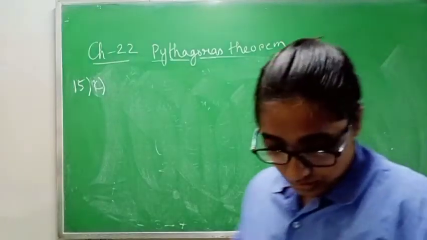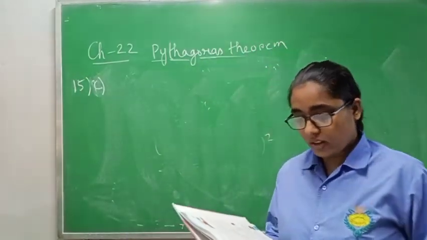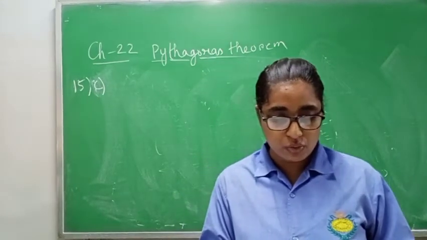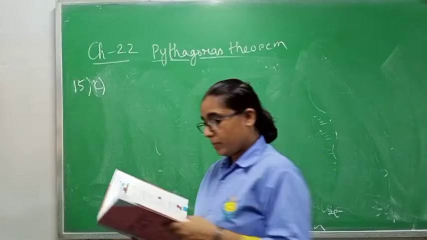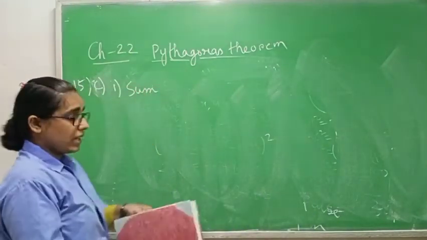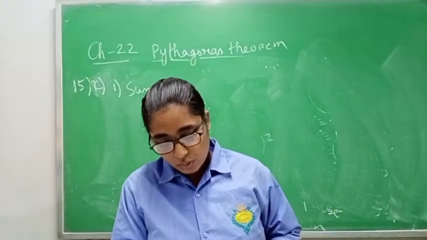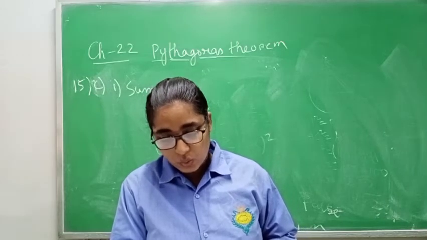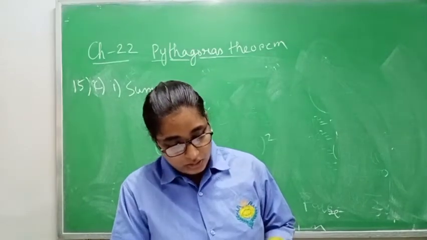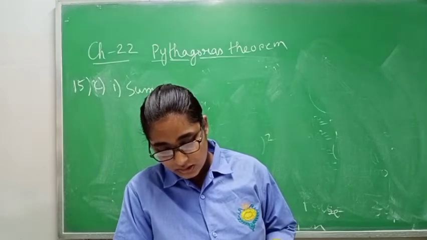Now class 10C. Question number 15 C1. In a right angle triangle, the area of a square drawn on the hypotenuse is equal to the dash of the area of the squares drawn on the other sides. So in this blank you have to write sum. Please read again, you will understand why I am telling you to write sum, because it is written that in a right angle triangle the area of the square drawn on the hypotenuse is equal to the sum of the squares drawn on the other two sides.